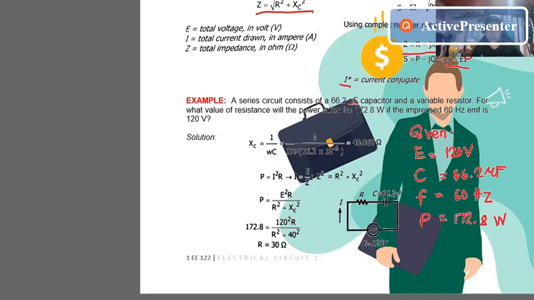After writing the given, we need to draw our figure. Since it is a series circuit, there is a given R, which is the variable resistor, connected to our source of 120 volts. Since a capacitor is given, we need to solve for XC. XC is equal to 1 over omega multiplied by the capacitor.